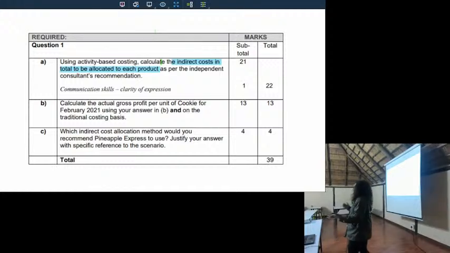Okay. So what you need to be doing when you start reading the required is giving yourself time. How much time do I have for this question? Each mark is 1.5 minutes. So you should be saying 21 times 1.5, 13 times 1.5, 4 times 1.5. So this question was about 58.5 minutes long. So it's not too bad.